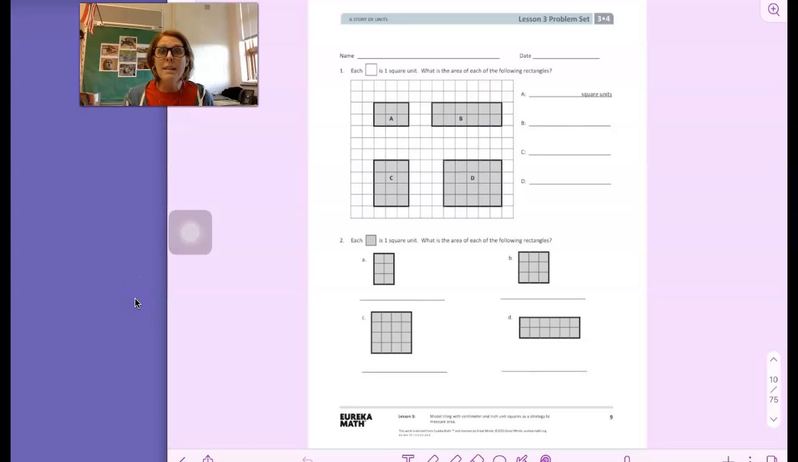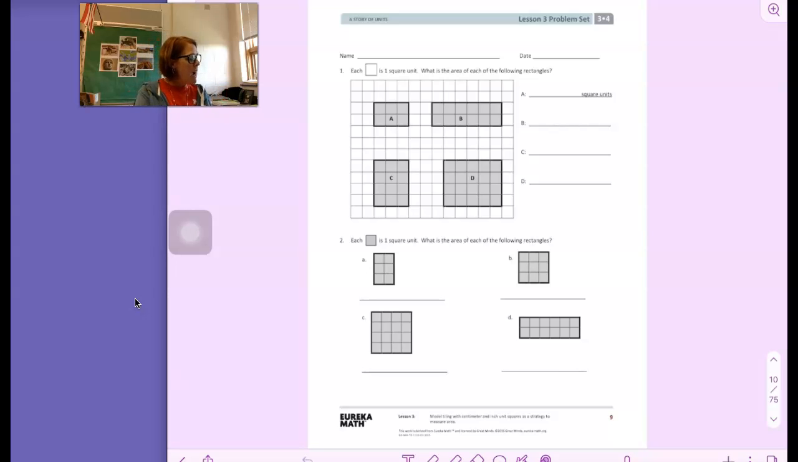Hi boys and girls, this is Module 4, Lesson 3, and we're going to go ahead and do the problem set together. You guys are going to do a lot of this on your own and then sort of come back and check because we did do some of this and you guys were doing awesome with it. So we're going to kind of fly right through this.